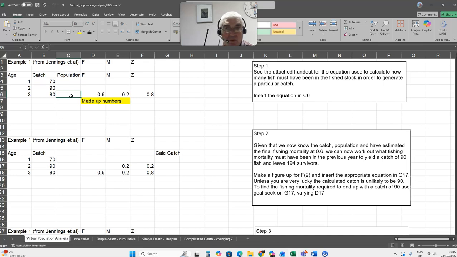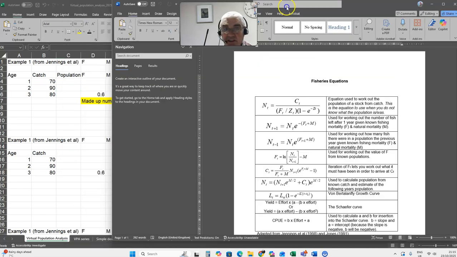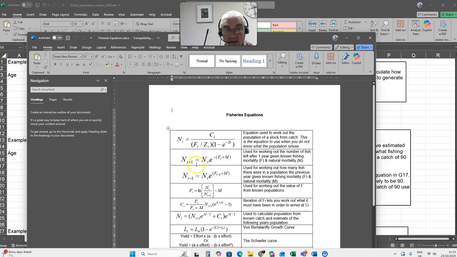And now what we need to do is work out how big the population must have been in order to have a catch of 80 with a fishing mortality of 0.6 and a natural mortality of 0.2. Okay, so that's an equation here. Let me just show you. This sheet is on Canvas now. So we're going to use this equation here.